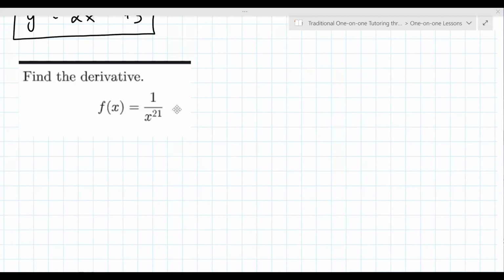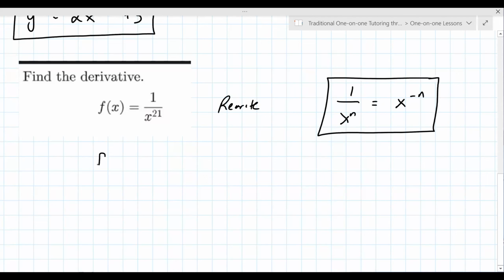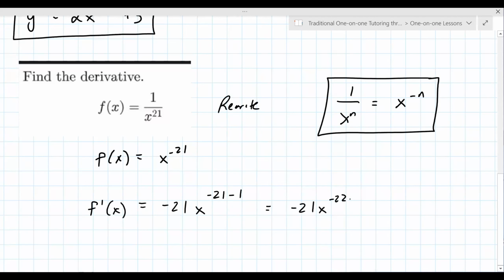All right, so this one, you have to do what I call a rewrite step. A rewrite step here is to remember that 1 over x to the n is x to the minus n. And how does that apply here? Well, it's x to the minus 21. And we've not taken a derivative yet. Your f prime of x, or your derivative, is negative 21 x to the minus 21 minus 1, which becomes minus 21x to the minus 22 power.